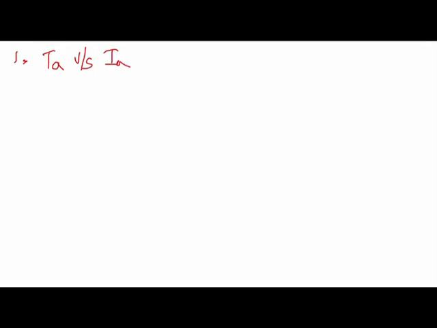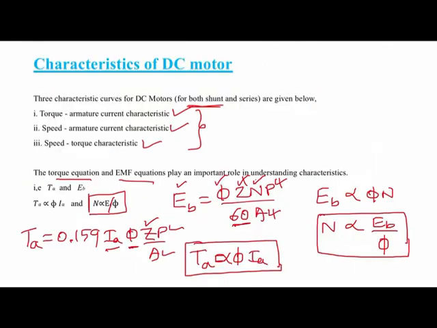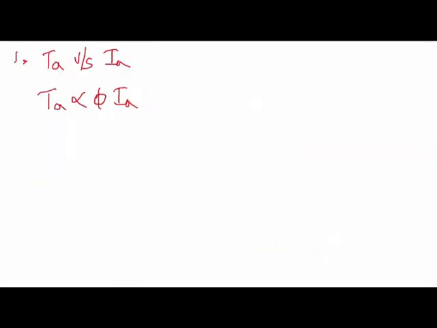This we can easily draw from the relation: torque is directly proportional to flux into IA. We already know this relation from the torque equation. From this equation, torque is directly proportional to phi into IA. Here we are discussing only the shunt motor characteristics. First we are discussing the shunt motor characteristics, that is, torque versus armature current.